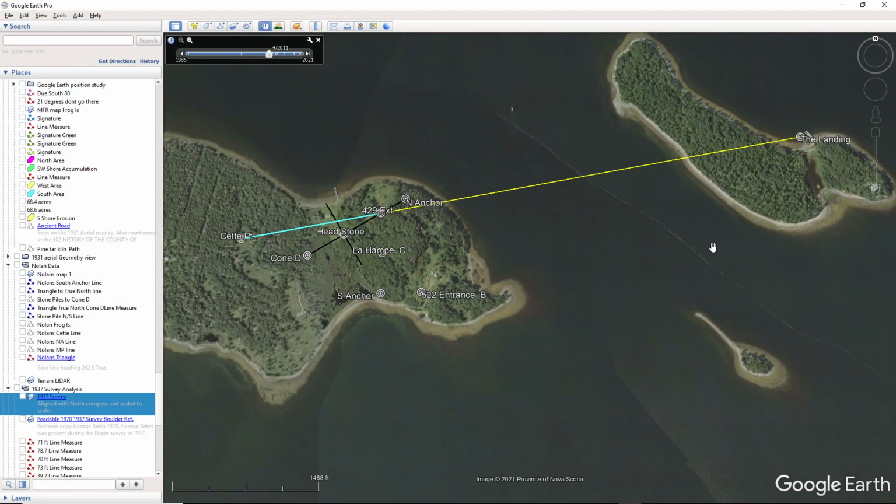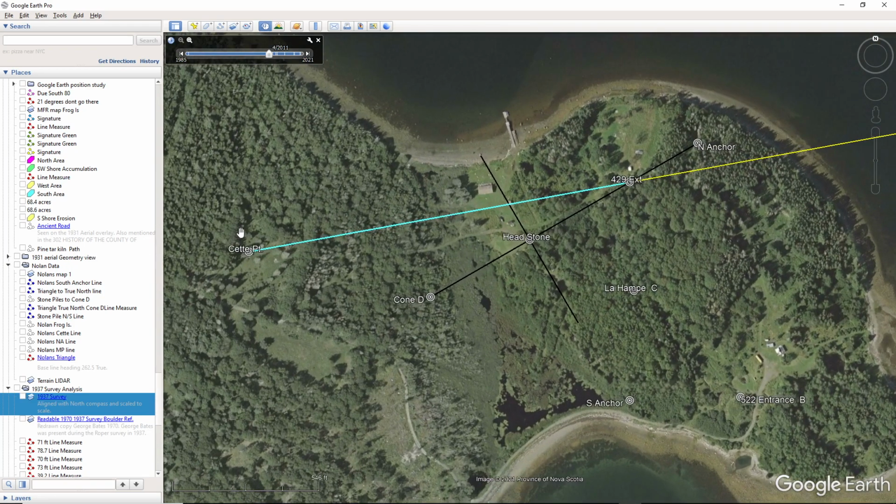This is basically in my last video called The Landing. If you haven't watched it, you should go back and watch it. This is what develops out of the landing, and you basically have this point that is established called the 429 extension, which is cone D to the headstone to this, and it extends out to the north anchor, and this is Nolan's cross right here.